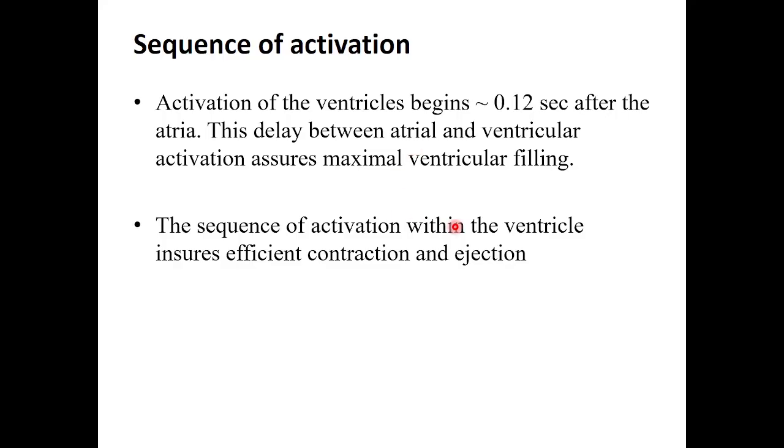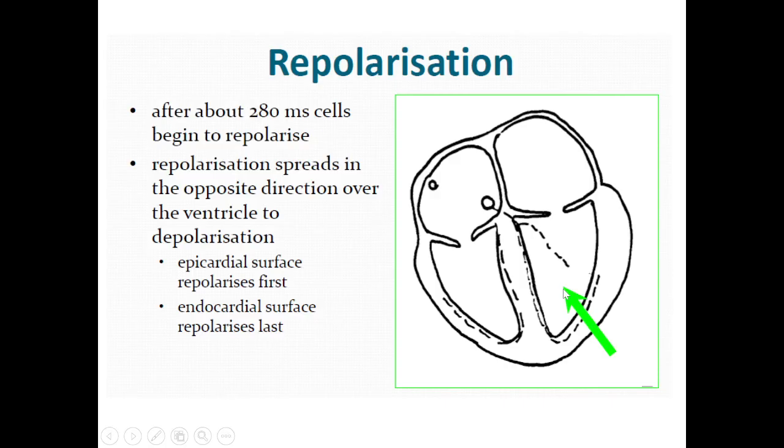The sequence of activation within the ventricle ensures efficient contraction and ejection. And later, after depolarization, there's repolarization. Of course, repolarization will occur from the same area that depolarizes. It will start from the same area of depolarization. What do we mean by the same area? For example, the wall will repolarize first because the wall depolarizes first.